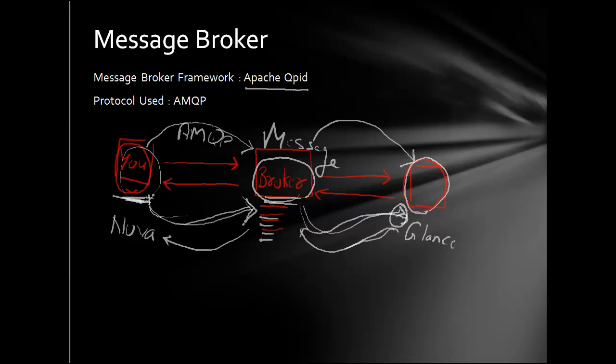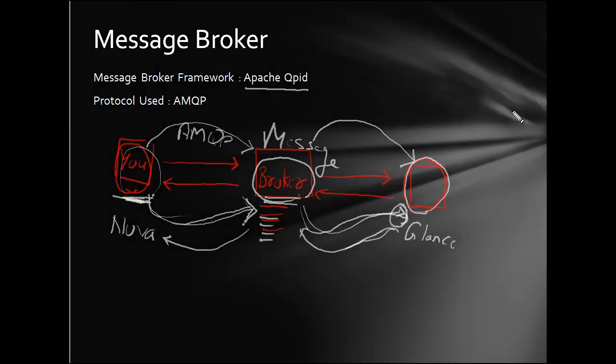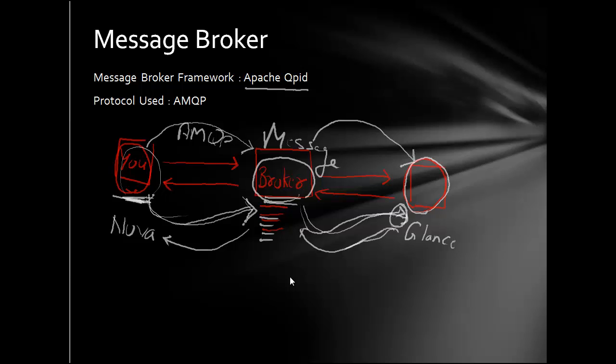So from this slide you have to take only three words. Message broker, this is a concept. The second thing is Apache QPID, this is a software. And AMQP, this is a protocol that will help to coordinate two different services. All right.